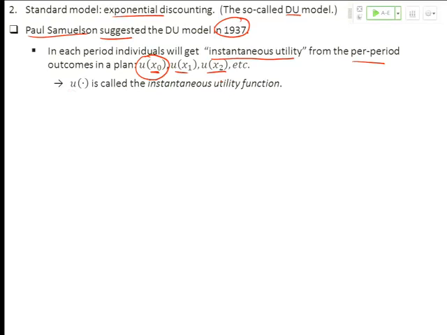Fine. So this u dot, you know that if you have a function with just a dot in the parentheses, that dot just represents some set of arguments. Okay, so that's just a way of representing some arbitrary function. It's referred to as the instantaneous utility function. Matt Rabin refers to those as the little u's, because when you lump them all together, you're going to get a big u.